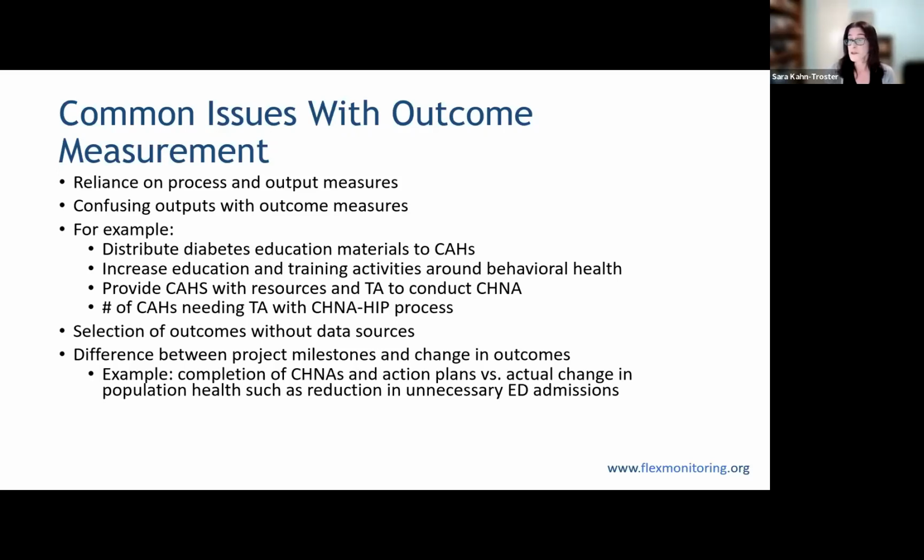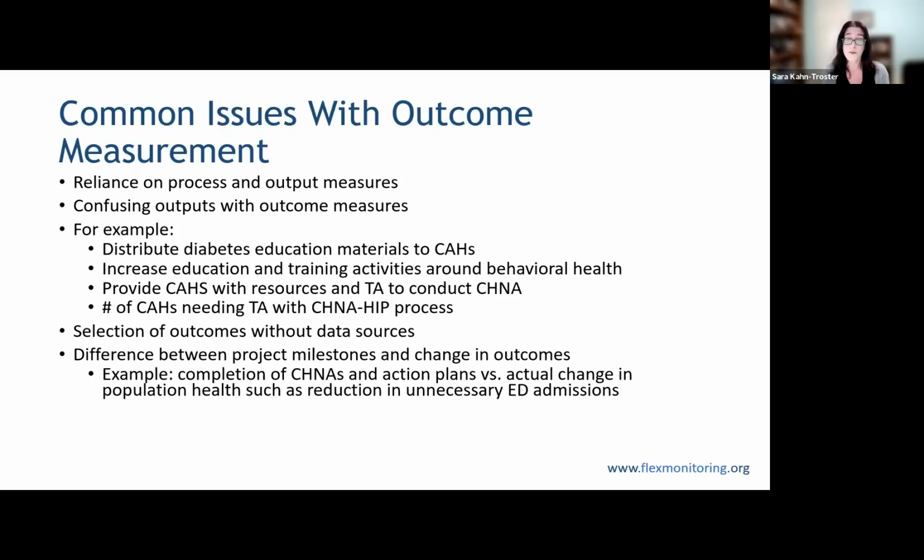Some examples are given on the slide, but as a reminder, in general, output measures are the direct result of your strategies or initiatives, your products, or things you can count, while outcomes are measures that show program impact, often as an increase or decrease in something like skills, knowledge, or behavior. Another issue we saw involved the selection of outcome measures without a corresponding discussion in the narrative of data sources to support those measures, which can make it very challenging to demonstrate program impact.